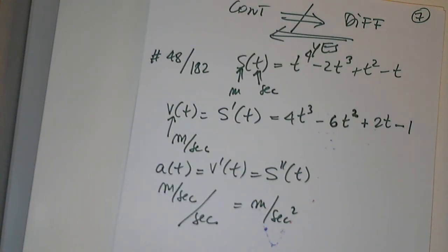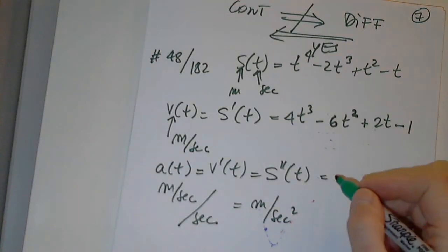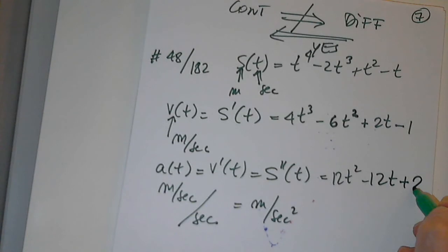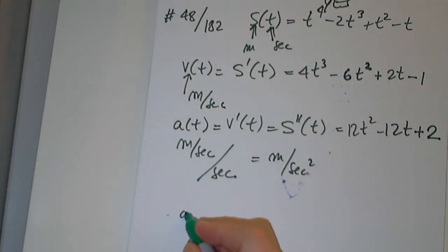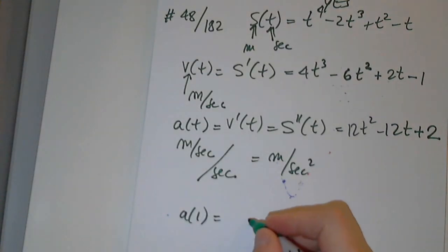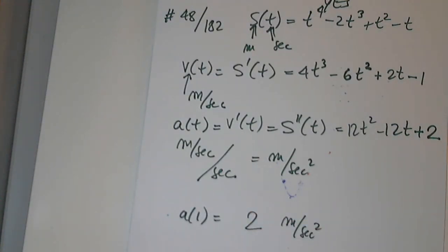Can anyone dictate? 12t squared minus 12t plus 2. Good. Finally, here we are asked to determine the acceleration after 1 second. All I have to do is just plug it in and find a of 1. And it will be in meters per second squared, the rate of change of velocity with respect to time. So when I plug in 1, I get 2 meters per second squared. Questions?